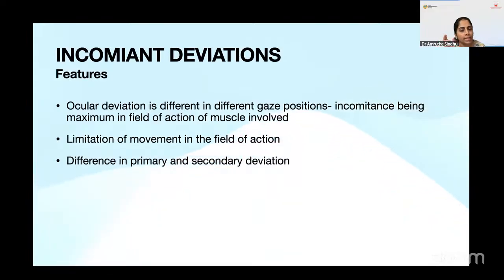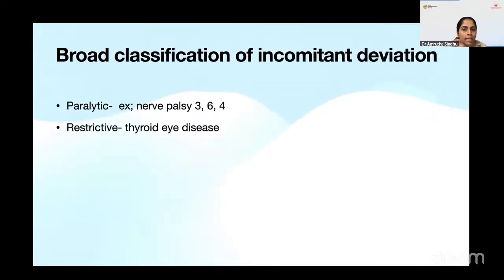From an exam point of view, it is very important to know the difference between concomitant and incomitant deviation. Most of the books give a table explaining these two. So it is a very favorite and commonly asked question. Broadly, we can classify incomitant deviation into paralytic squints and restrictive squints. Paralytic is when you see palsy of one muscle because of any of the ocular cranial nerves involved, that is third nerve, sixth nerve, or fourth nerve. That is called paralytic strabismus.